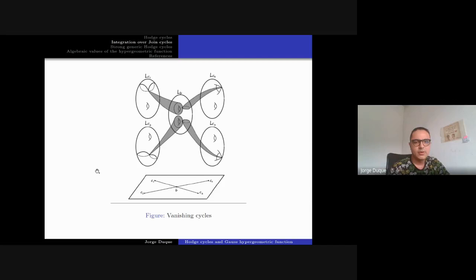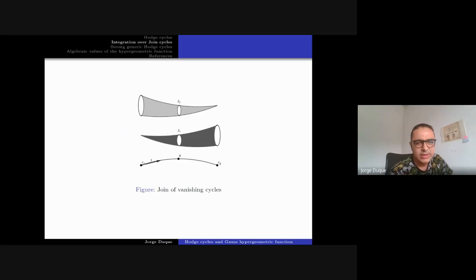For those who don't know what vanishing cycles are, the idea is that they are cycles in the fiber. For example, G equal to V, where V is a regular value, so that the cycle degenerates to a point in the fiber G equal to C, where C is a critical value, as seen in this figure. Then we take a vanishing cycle in one homology, and we take a vanishing cycle in the other homology.